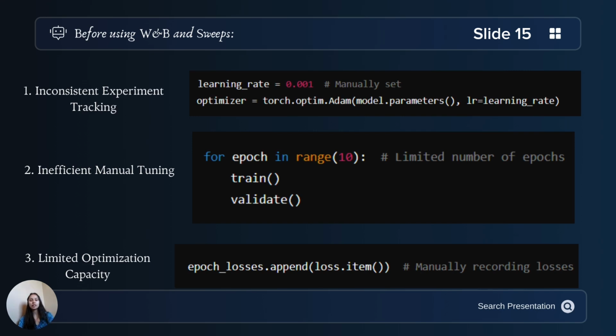One of its standout features is the sweep configuration, which automates the hyperparameter tuning by defining a search space and running multiple experiments to find the best settings. Before Weights and Biases, hyperparameter tuning was manual and time consuming, often leading to suboptimal settings, such as inefficient and inaccurate manual adjustment of the learning rate.